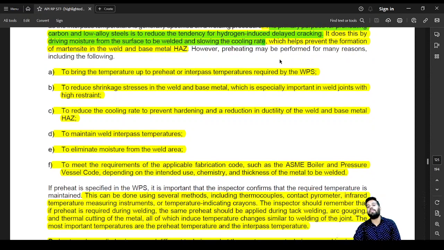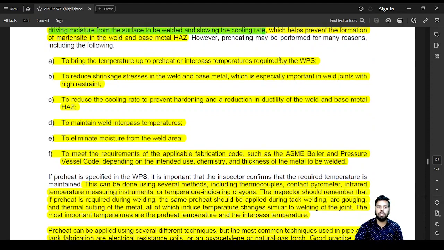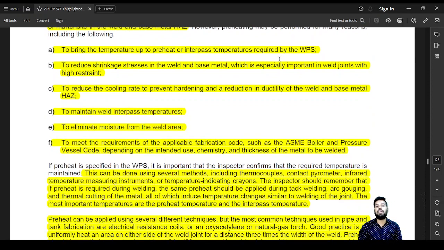Preheating may be performed for a number of reasons. These reasons include to bring the temperature up to the preheat and interpass temperature required by the WPS, to reduce shrinkage stresses in the weld and base metal, which is especially important in welding joints with high restraint, to reduce the cooling rate to prevent hardening and reduction in ductility of the weld metal, the base metal and the heat affected zone, to maintain interpass temperature, to eliminate moisture from the weld area, and to meet the requirements of the applicable code such as BPVC codes.